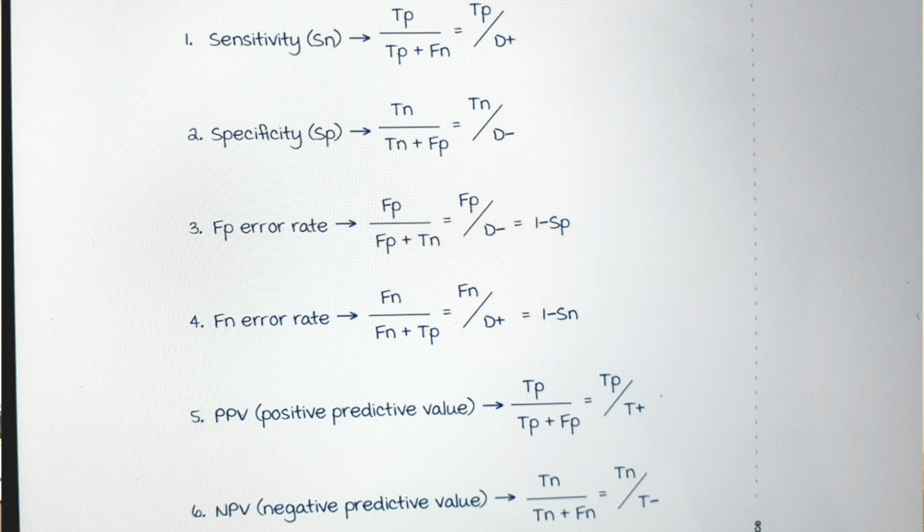For that, the formula is true positive divided by T plus. Then we will move on to the NPV, negative predictive value. For the negative predictive value, the formula is true negative divided by T minus.